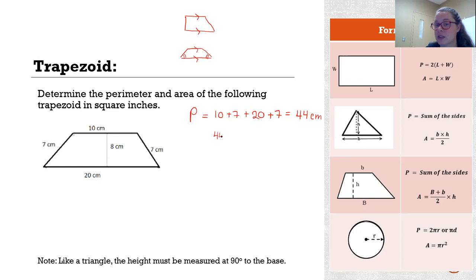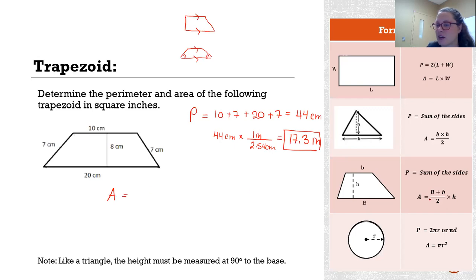So 44 centimeters times, I'll write it out using the fraction method just to jog your memory. So 1 inch is 2.54 centimeters. So 44 divided by 2.54 leaves us with 17.3 inches. So nice and easy. Now we want to calculate the area.